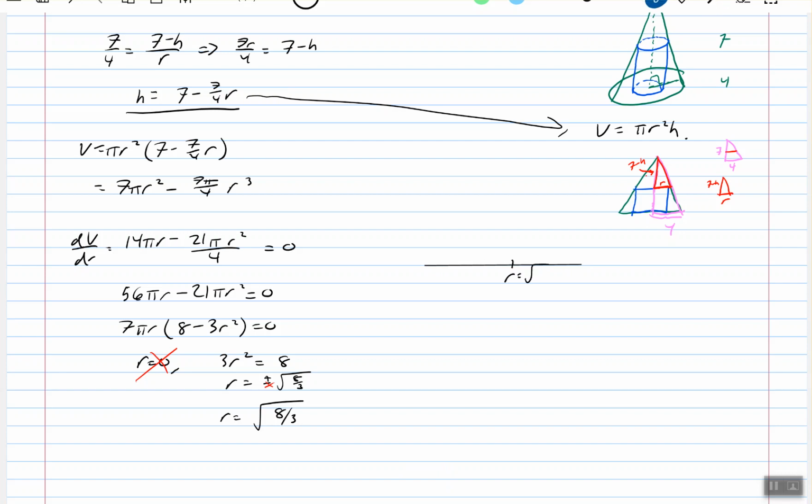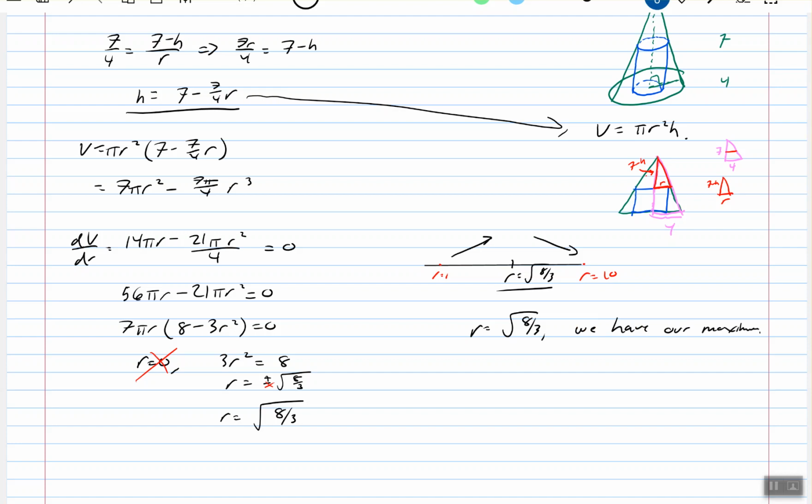Here is r is equal to the square root of 8/3. Let's plot a test value. Let's say r is equal to 1 and r is equal to 10. We plug these values in. What do we get? Well, we plug in 10. That's going to be positive. That's going to be negative. So this whole thing here is going to be negative. We plug in r is equal to 1, positive, positive. So it's going to be increasing. So that tells us when r is equal to the square root of 8/3, we have our maximum.